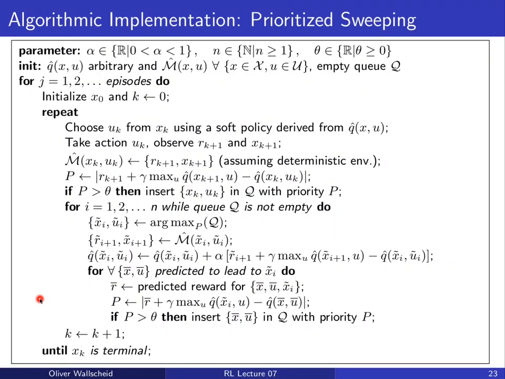The algorithmic implementation of prioritized sweeping attached to Dyna-Q is in many ways similar to the Dyna-Q implementation, and therefore I want only to emphasize the differences here to Dyna-Q. In terms of the initialization of the algorithm, we need a threshold parameter theta, which is that threshold regarding the impact of a certain action state update, and if that threshold is not met, that update will be discarded.